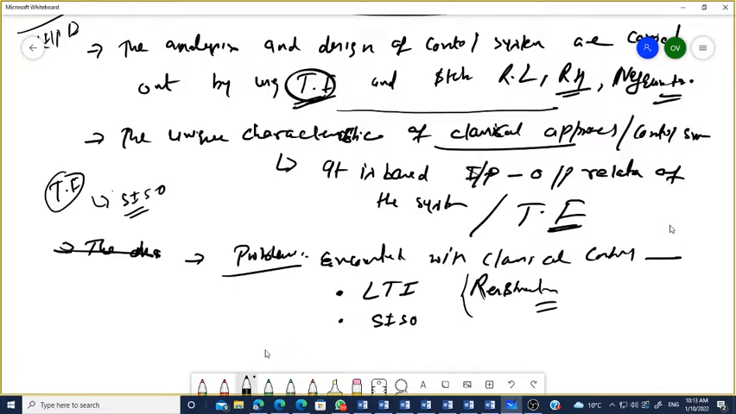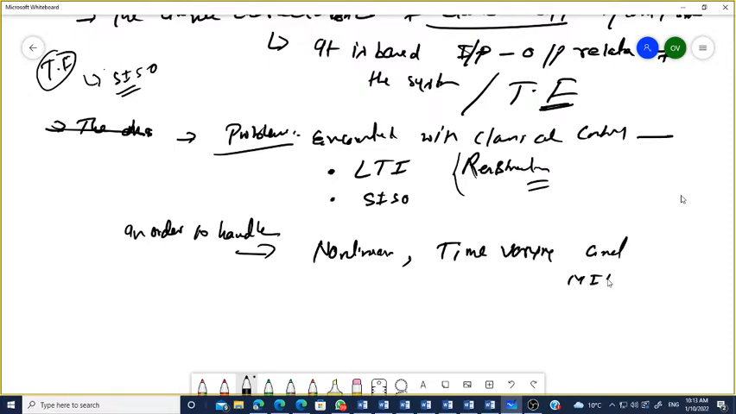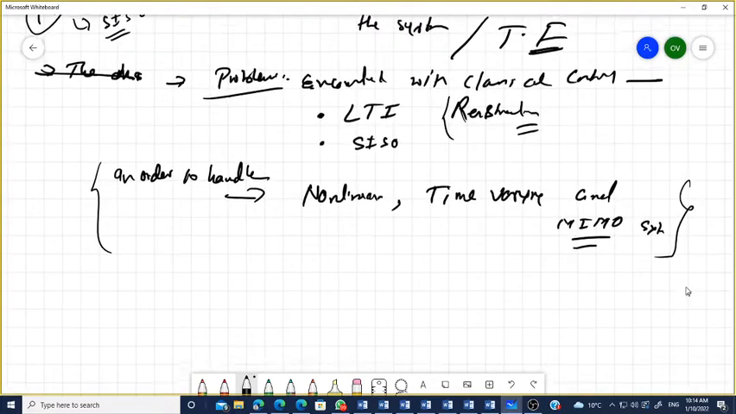So in order to handle, now what kind of problem do we have? We have to handle problems which are non-linear. The problem may occur with a non-linear system, maybe time varying, maybe a MIMO system, multi-input, multiple output system. So what about that? We have to search for another type of tool in order to handle such problems.